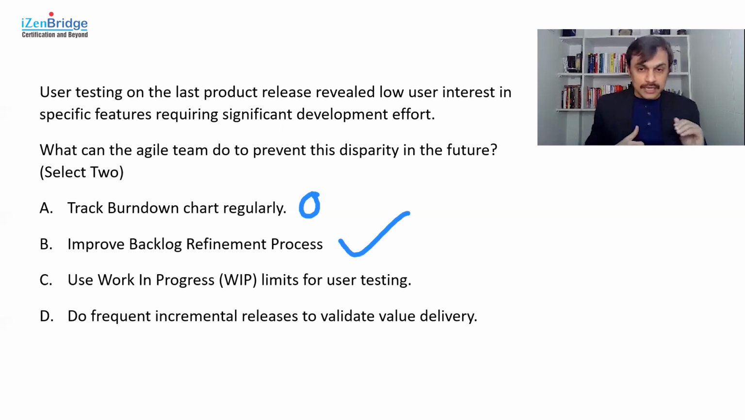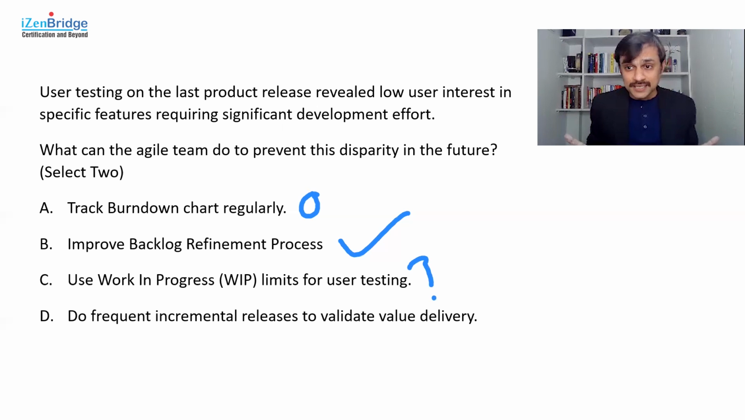We need to pick up one more. Let's go further. Use work in progress limits for user testing. Now, applying work in progress limits makes the system flow faster at the user test level. In a way, indirectly, if we get faster results from the users by giving them a few things for improvement, that probably helps us in learning fast. There's a probability. Yeah, that's a probability. It depends upon what the other option tells us. So let's keep it as a question mark, and let's move further. Yeah, do frequent incremental releases to validate value delivery.